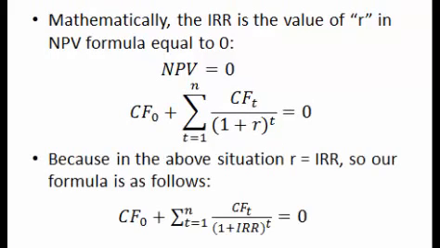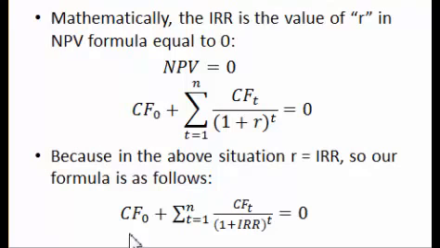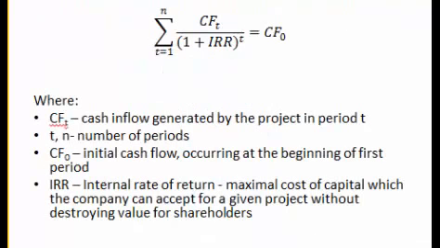Because in the above situation, cost of capital is equal to internal rate of return, our formula is as follows: primary investment plus sum of present value of future cash flows from period 1 to period n equals 0. In other words, IRR is the discount rate for which the value of future cash flows generated by a given project is equal to initial investment.